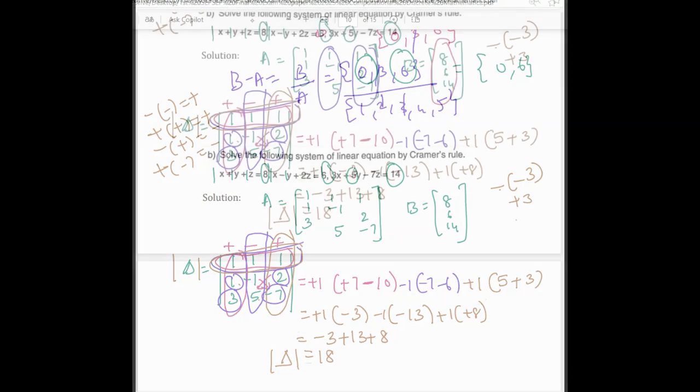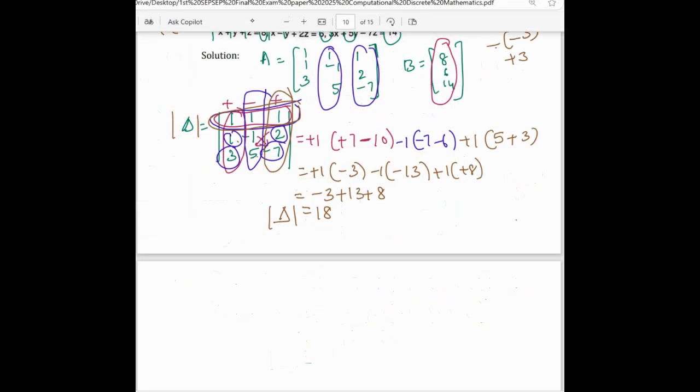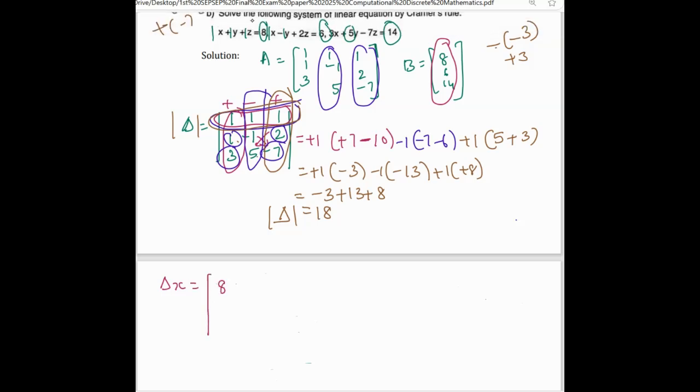Okay, now we have to find the value of delta x. Delta x is nothing but replacing the first column with the b values, 8, 6, 14. Then it is 1, minus 1, the remaining 2 columns will be as they are.